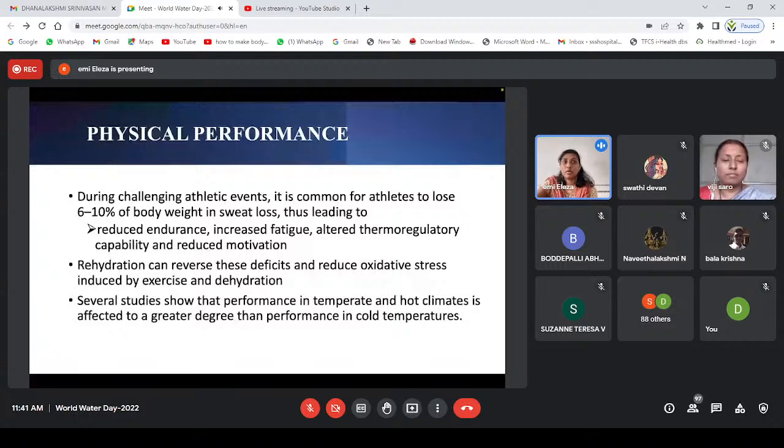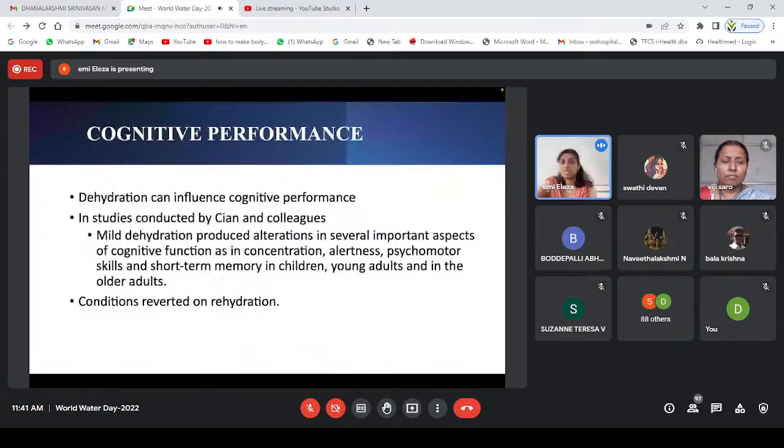Cognitive performance. Dehydration can influence cognitive performance. In a study conducted by Xian and colleagues, mild dehydration produced changes in several important aspects of cognitive functions, such as concentration, alertness, psychomotor skills, and short-term memory in children, young, and also in older adults. Conditions reverted on rehydration.